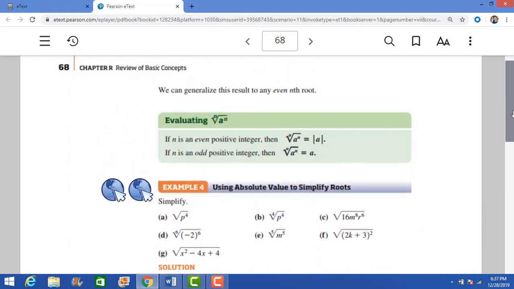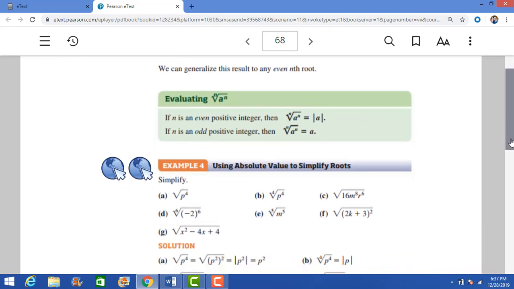So in this example here, we have an even root of p to the 4th. So we can write this as p squared, quantity squared. And since this is an even root, we would take the absolute value of p squared. So that would be the answer, the absolute value of p squared, which is equal to p squared. Why? Because this is always going to be positive, so we can drop the absolute value signs.